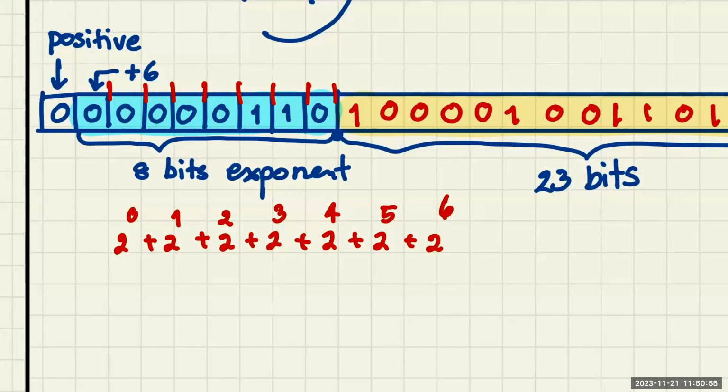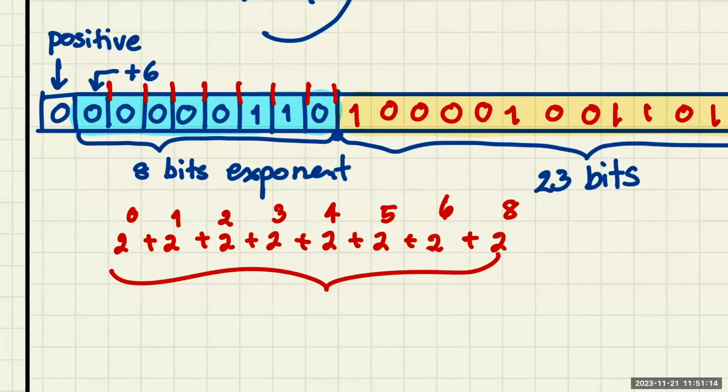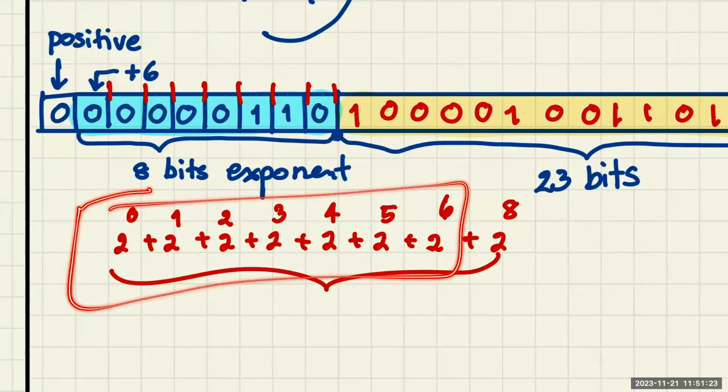Am I right? 1, 2, 3, 4, 5, 6, 7. So this is how you will get the largest number, right? But if we can use all of them, 8, you will have to add more. You will have a larger exponent. Okay?